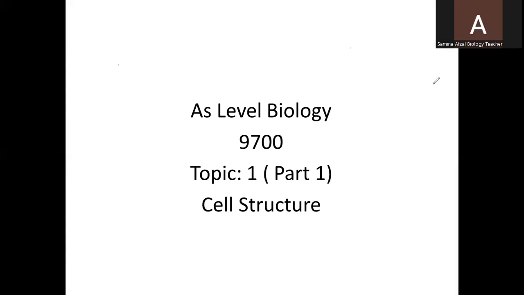AS level biology 9700. Students, we are going to start from the first topic, which is cell structure. Before going into detail, I would like to discuss the three papers in which you have to appear.